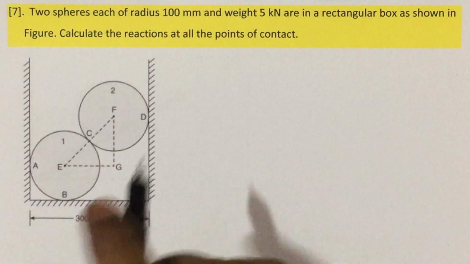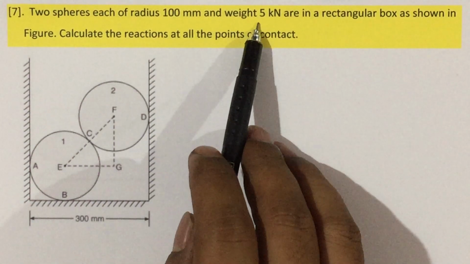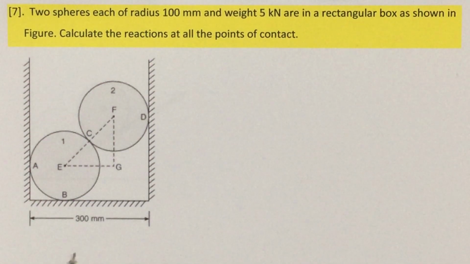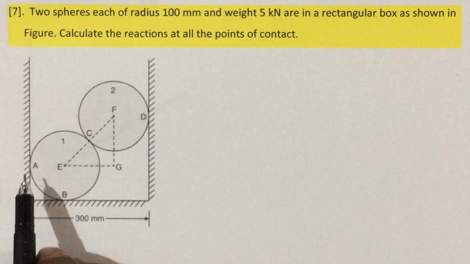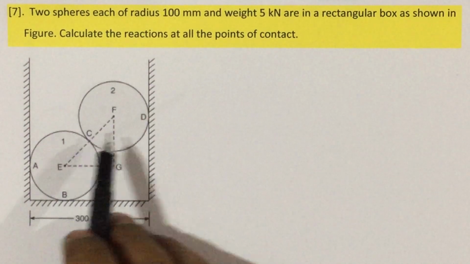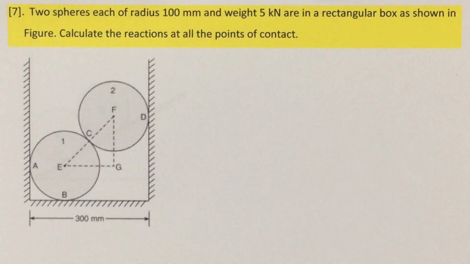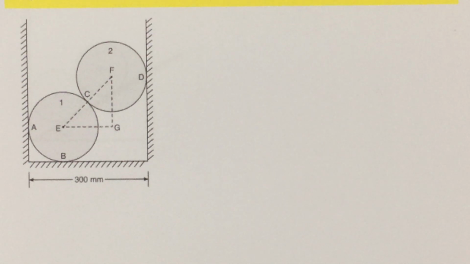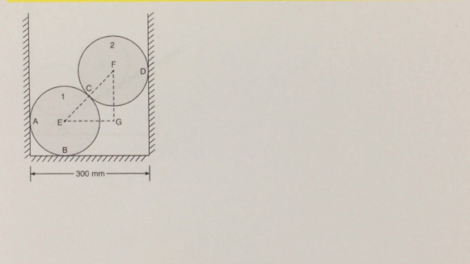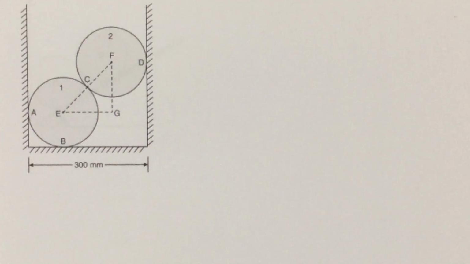Both the balls have a radius of 100 mm and weight 5 kN. These balls are identical. Now we need to find reactions at all the contact points, A, B, C and D. Since we have two balls, we need to draw two free body diagrams. So let us draw the free body diagram at the center of each ball.